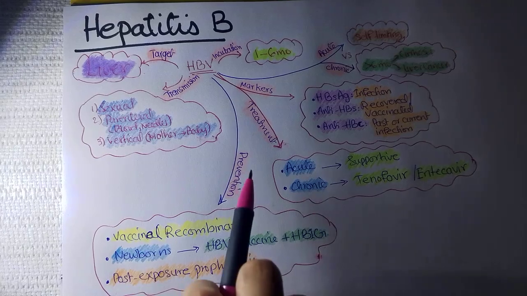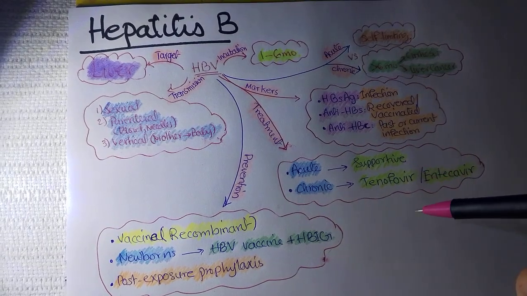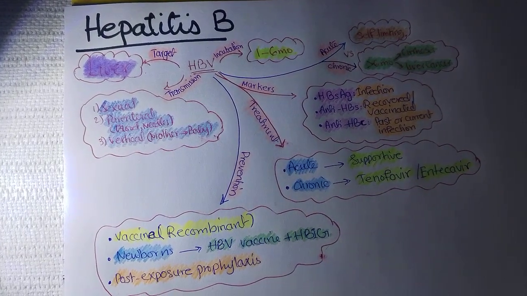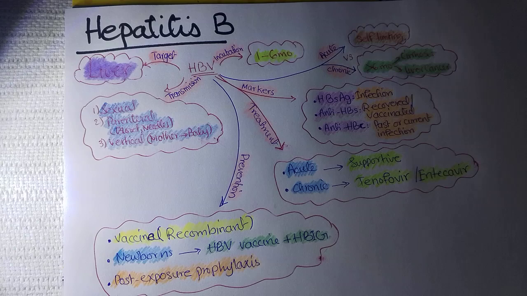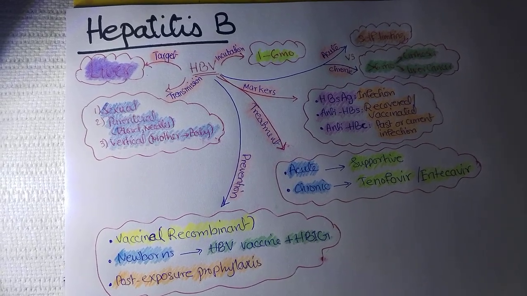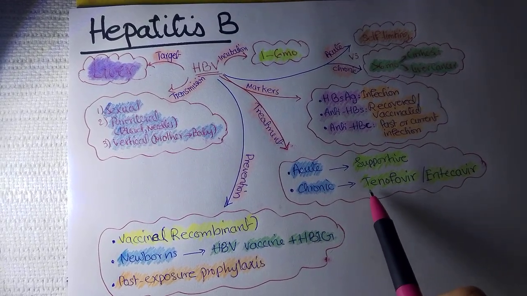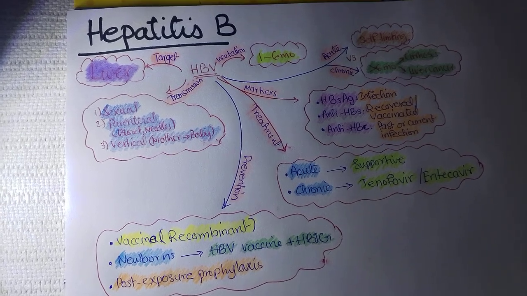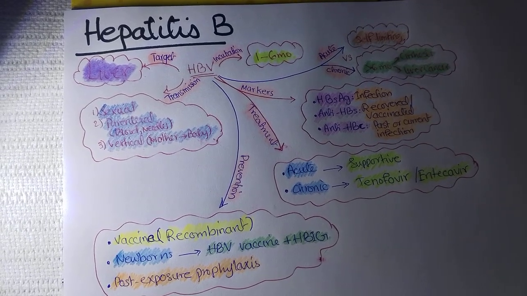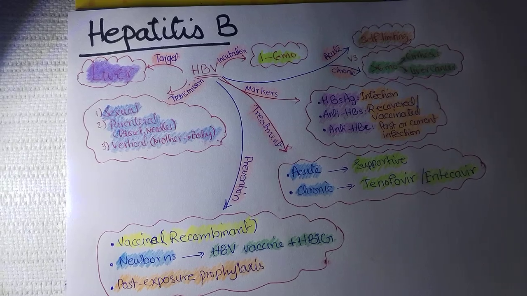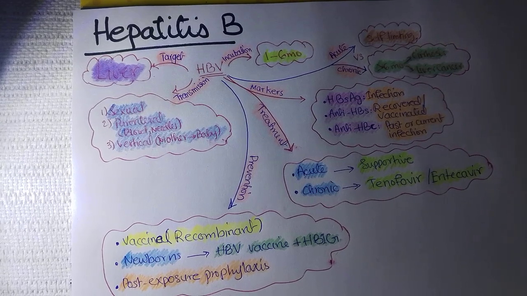So let's move to the treatment. Acute hepatitis B is usually self-limiting, and treatment is supportive care. They need rest and hydration. In chronic hepatitis B, usually it's a long-term treatment to reduce viral replication. The common drugs used are tenofovir and entecavir. Liver transplant is usually indicated when severe liver failure happens.